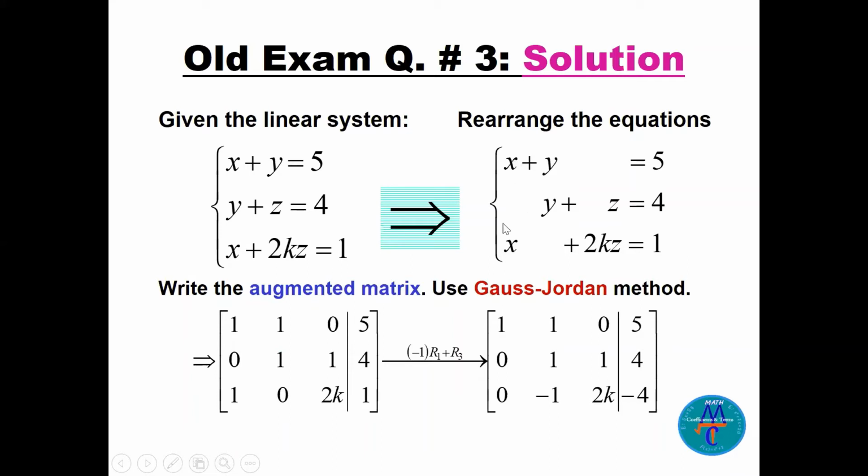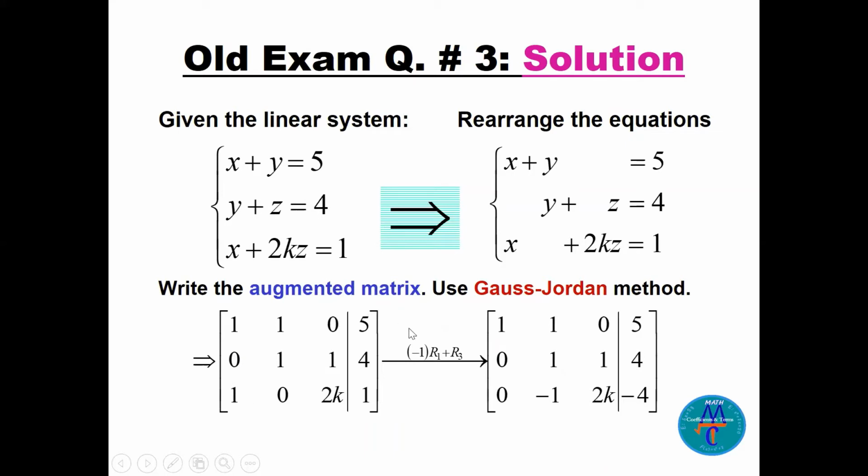So it will be 1, 0, 1, 1, 1, 0, 0, 1, 2k. And here on the right side, we say 5, 4, and 1. This one is 0, 1. This one is 0. This one we have to make it 0.